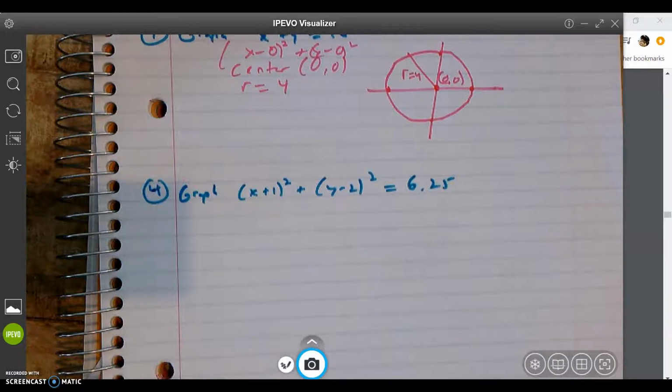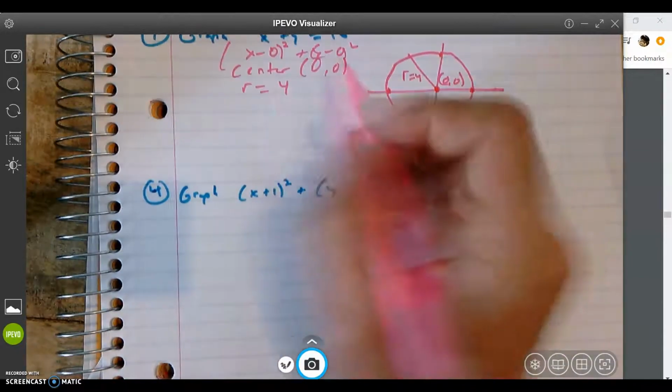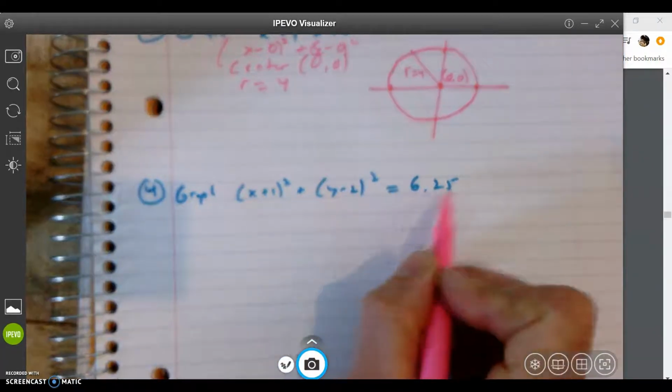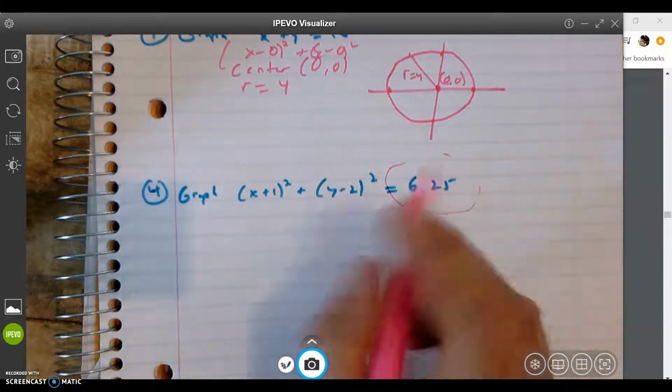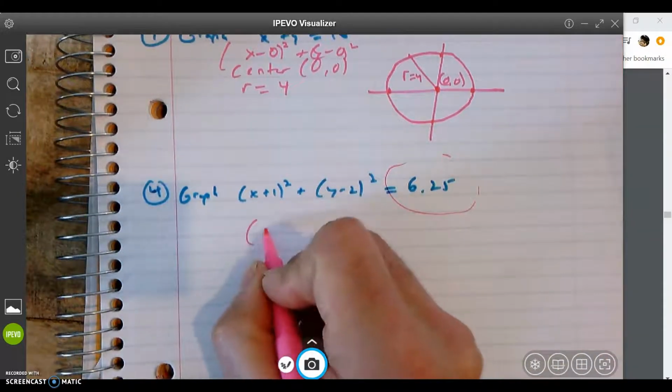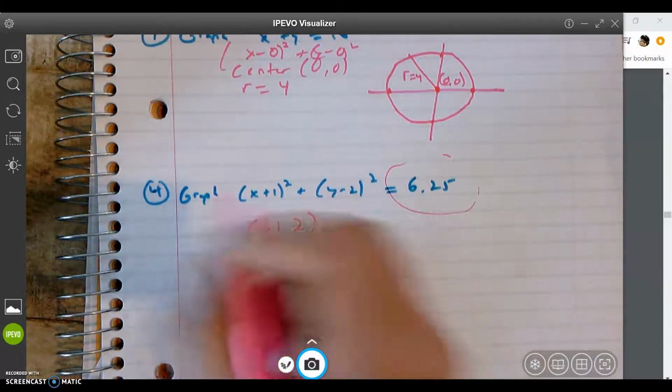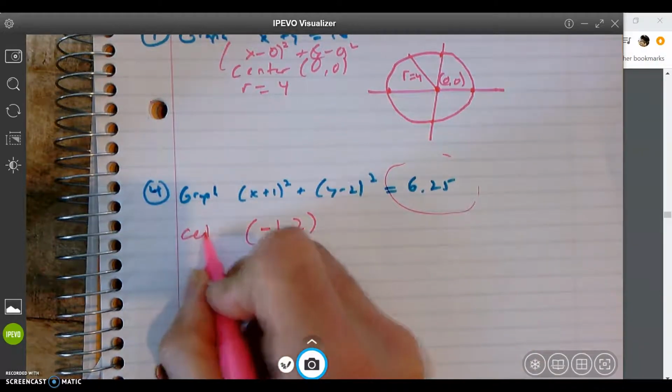Last one. I'm going to do number 4. Then you're on your own for the rest. Okay? So, x plus 1 squared plus y minus 2 squared equals 6.25. Ooh, what is this? Okay. So first, the center is what? Negative 1, 2. Yeah, you got it. Center is negative 1, 2.